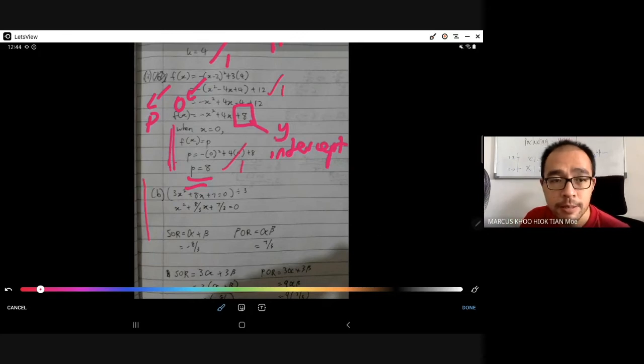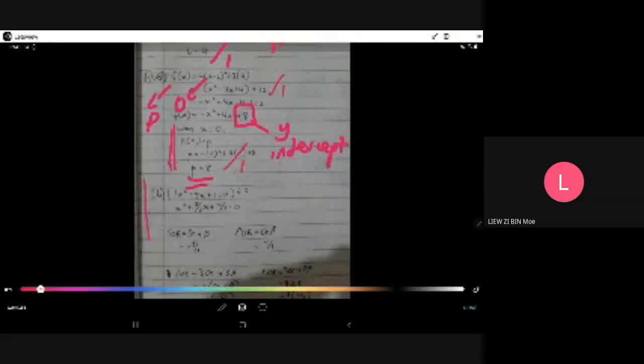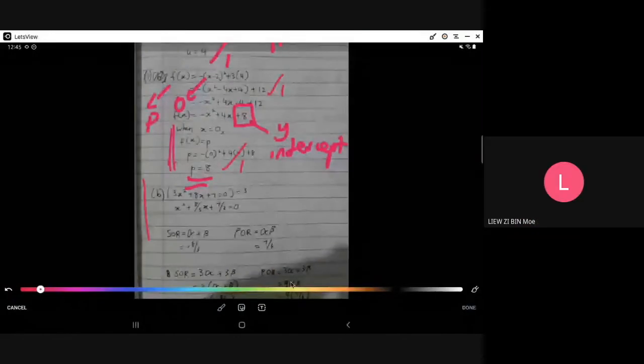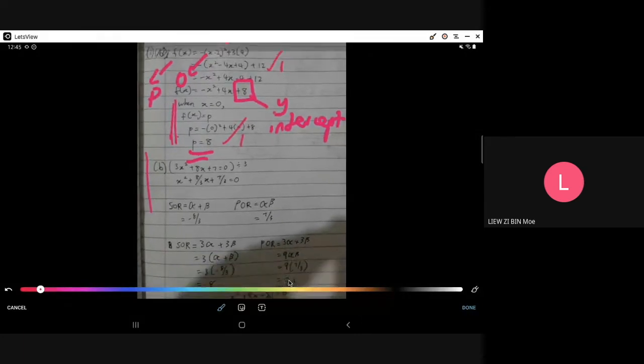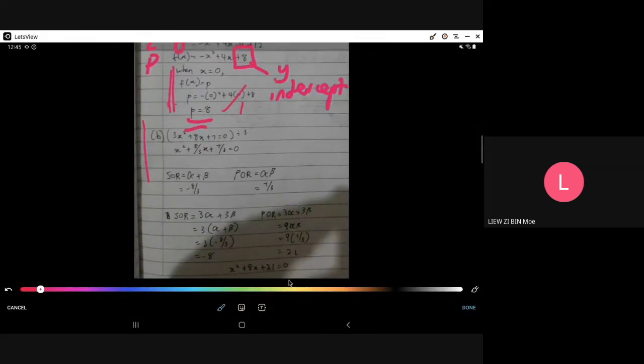Okay, next, B please. I'm presenting, sir. All right. So first step, Marvin takes out 3 and divides by 3 so that the coefficient in front of x squared becomes 1. Now find the sum of roots, alpha plus beta, and the formula for alpha plus beta is negative b over a. Since a is 1, you just put in the b. It's 8 over 3, and then the product of roots is 7 over 3. So the new roots are 3 alpha and 3 beta.